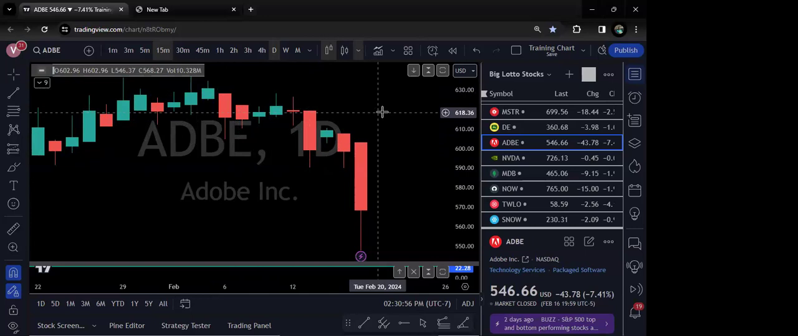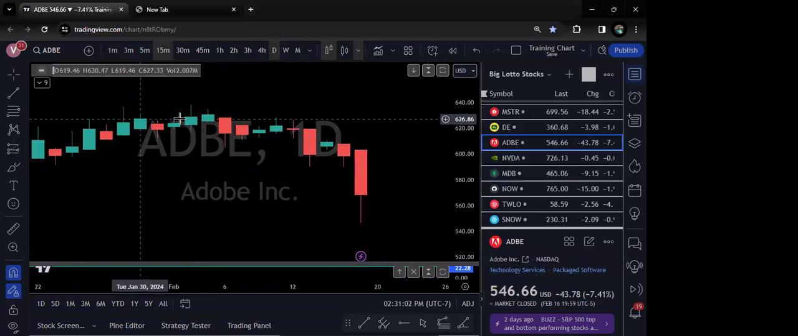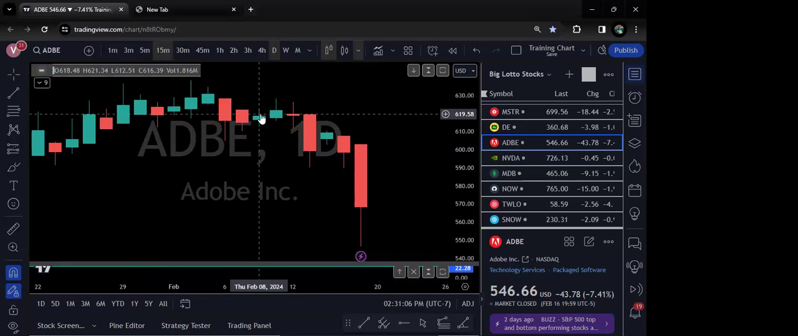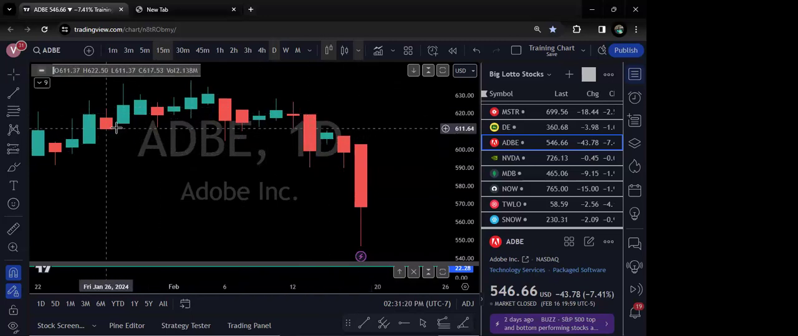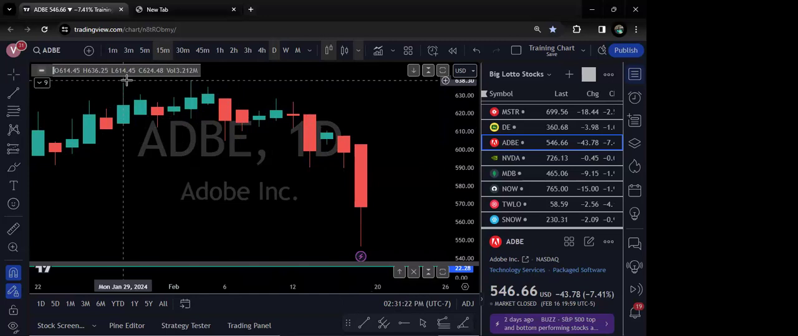I wanted to start by showing you ADBE because it was giving us stress for days. We don't know what it wants to do. But this is how you can tell what is happening when you're looking at the daily chart. If it's an indecision candle, please don't be quick to swing. You want a strong bearish candle or a strong bullish candle.